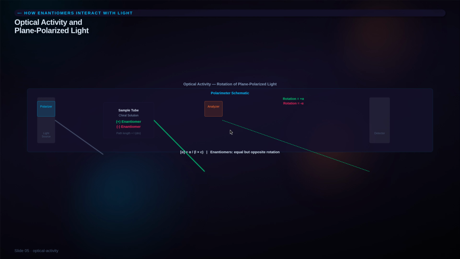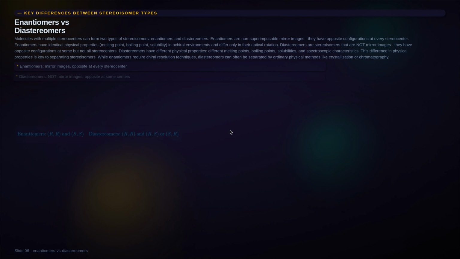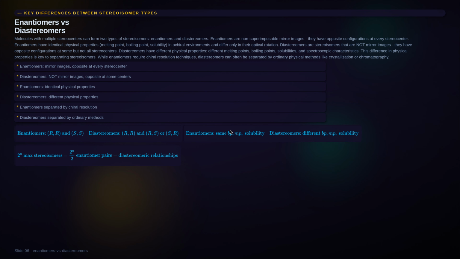Molecules with multiple stereocenters can form 2 types of stereoisomers, enantiomers and diastereomers. Enantiomers are non-superimposable mirror images. They have opposite configurations at every stereocenter. Enantiomers have identical physical properties in achiral environments and differ only in their optical rotation. Diastereomers are stereoisomers that are not mirror images. They have opposite configurations at some, but not all stereocenters.